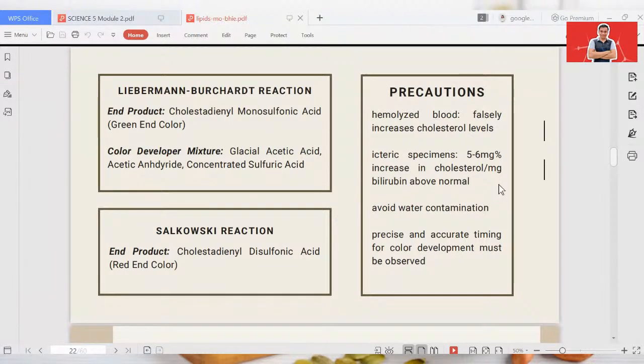And for the precautions, hemolyzed blood falsely increases cholesterol level. Also, icteric specimen may increase cholesterol by 5 to 6 milligram percent in bilirubin above normal. And also, we must avoid water contamination because water may decrease the cholesterol level, and precise and accurate timing for color development must be observed.